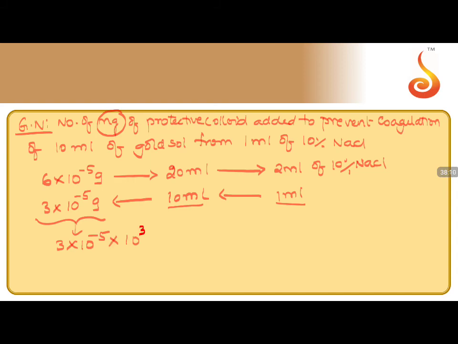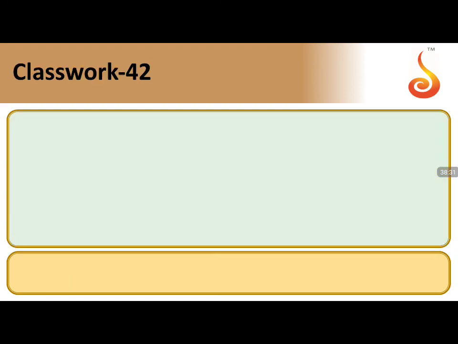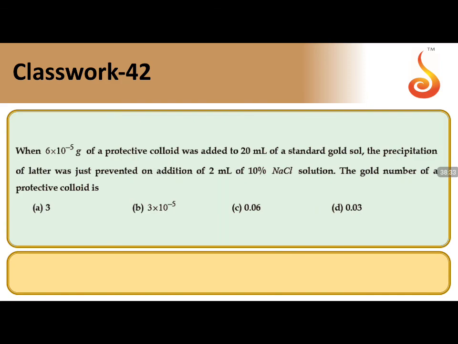So we convert this into milligrams: 3 × 10^-5 × 10^3 milligrams, which equals 3 × 10^-2 milligrams, which is 0.03 milligrams. So this is going to be the gold number, 0.03. Let us see where we have this option, 0.03, in option D. So it's an easy way, and we get the gold number very easily. So the answer is option D.